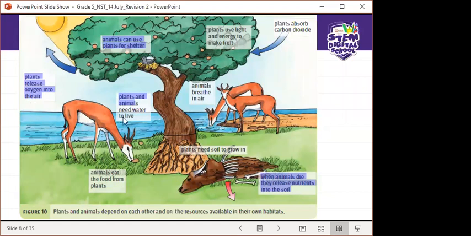Then here by the back, we see that plants and animals, they need water to live. Then animals eat the food from the plants, and plants need the soil to grow in, and then when animals die, they release nutrients in the soil. And then the last one here on the right, by the two bugs there, is that animals breathe in air. So guys, this is just a summary that is showing us interdependence in an ecosystem. Okay, so I hope everyone is following. If you do have any questions, you can raise your hand or you can post them in the group chat.